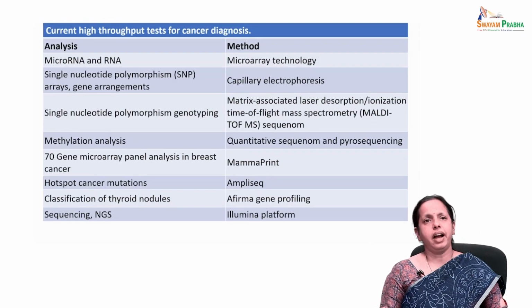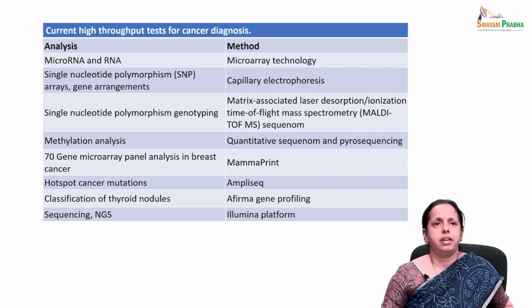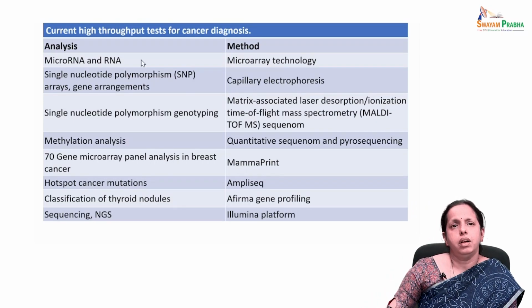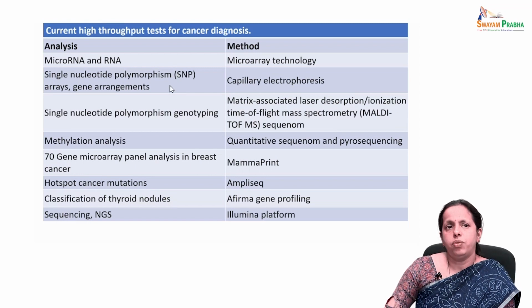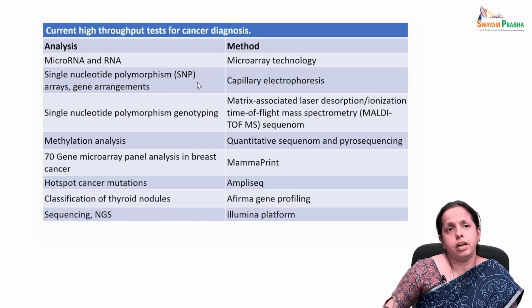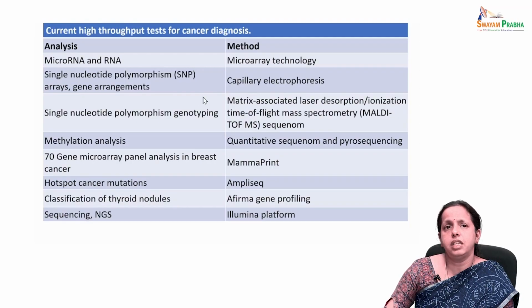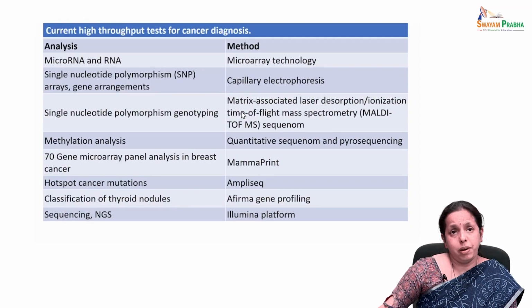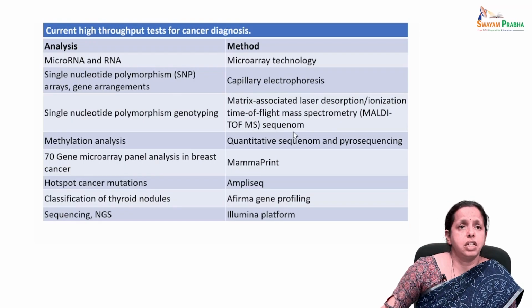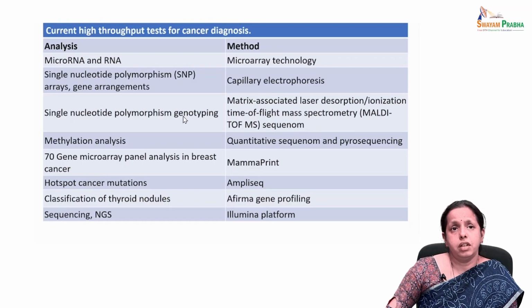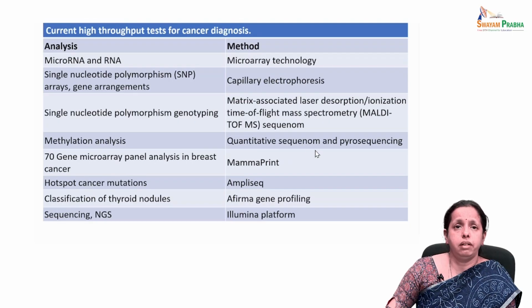What are the current high throughput tests for cancer diagnosis? For microRNA and RNA, you have microarray technology. For SNPs, that is single nucleotide polymorphisms, and gene rearrangements, there is capillary electrophoresis. Then you have MALDI TOF-MS, the Sequenom, for SNP genotyping, and pyrosequencing for methylation analysis.